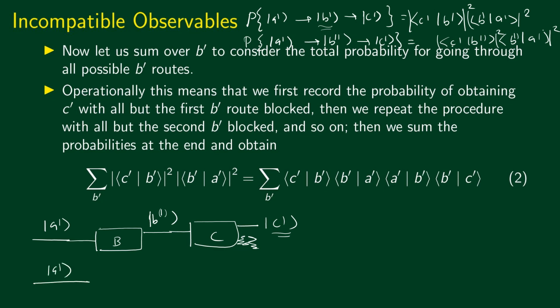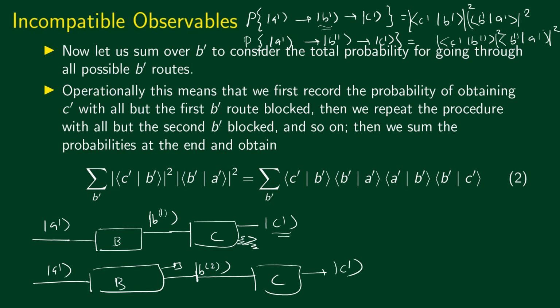I again start with ket A prime, right? And here I block ket B1, I choose only ket B2. Okay, and then make a measurement of C on this and look at the probability for calculating ket C prime. All other beams are also blocked. Similarly, in the next experimental arrangement, I'll have ket B3 allowed and everything else blocked. So you can imagine having a large number of experimental arrangements like this.